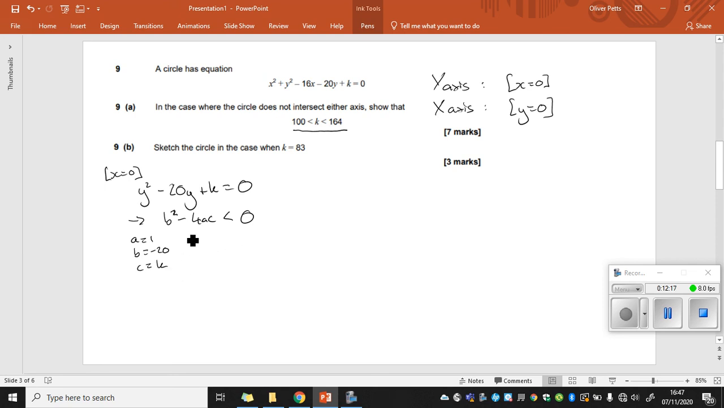So we're going to have minus 20 squared, which is 400, and we're going to have minus 4k, and that has got to be less than 0. So 400 is going to be less than 4k, and k is going to be greater than 100. And all of a sudden, we've actually ended up with what's required for the first part of our inequality. k is going to be greater than 100.